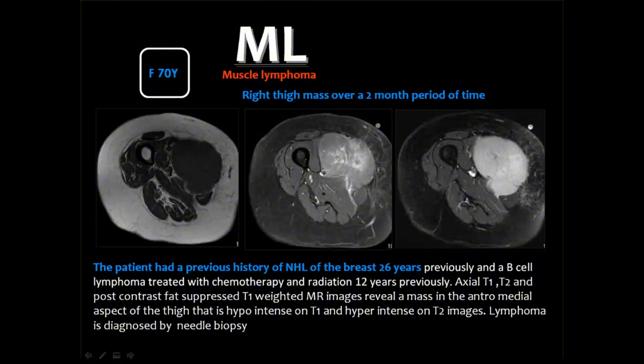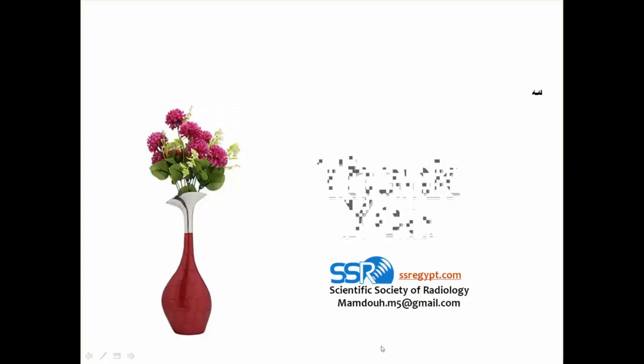But if you don't have such a history, then you consider this one of the sarcomas in the thigh, including the leiomyosarcoma, the rhabdomyosarcoma, the undifferentiated type of liposarcoma, the lymphoma metastasis, and a lot of differential diagnoses in such a lesion, and you need the help of biopsy to reach the final diagnosis.